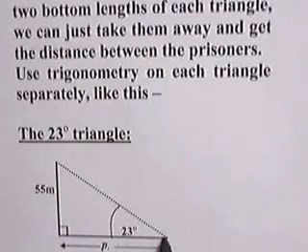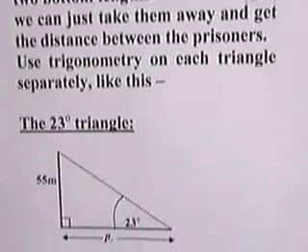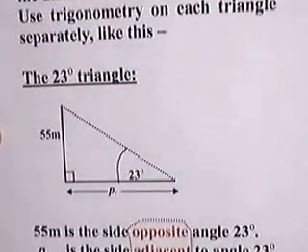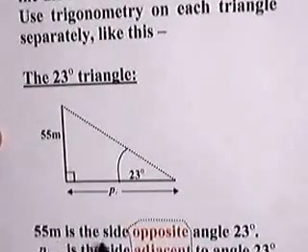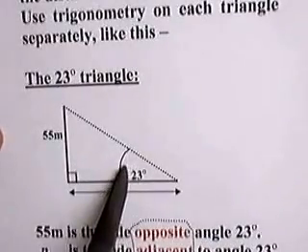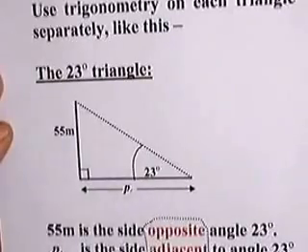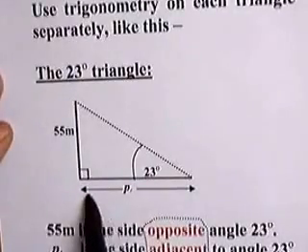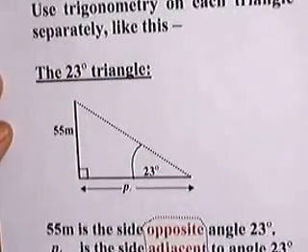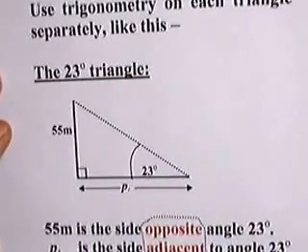I have to work out the relationship of this side to that angle and this side to that angle. Well, what have we got? 55 meters is the side opposite the angle 23. Well, is that true? Yes, it is. Look, it's opposite the angle. And P1, this length, is the side adjacent to the angle 23 degrees.